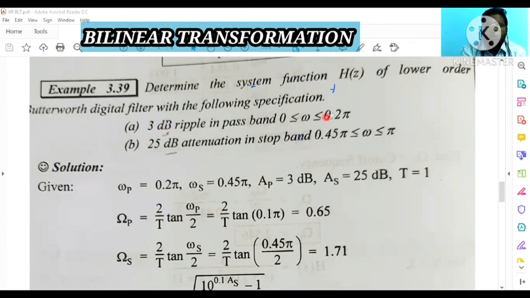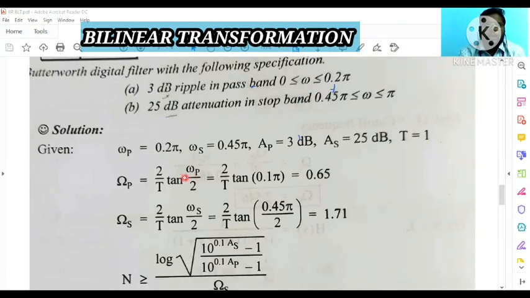See, given data. Omega lies between 0 to pass band, so omega p, the pass band frequency, is 0.25. So I take down this value 0.25. Next, the stop band frequency, that is omega s, which is equal to 0.45. Next, 3 decibel ripple in pass band means pass band attenuation, that is AP, or you may take down alpha p, which is equal to 3 decibel. Stop band attenuation is 25, so I will take down 25 decibel. Then T is not given, so I assume T equal to 1 second.